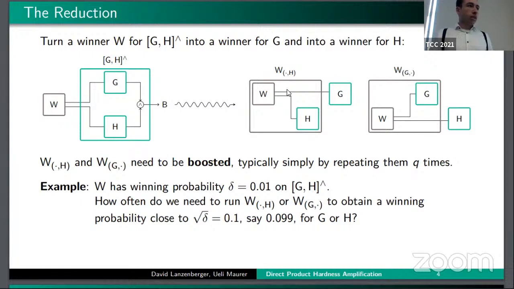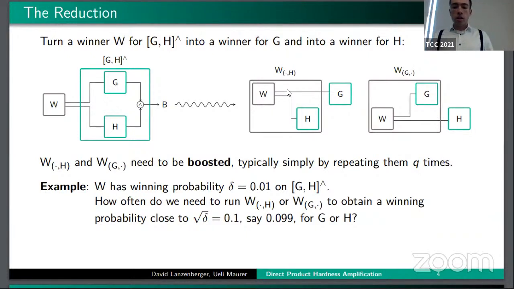So let's make an example. Say we have a winner W that wins this AND with, say, 1% winning probability, delta. Now the question is, if we do this boosting and repeat a few times, how often do we need to do this so that we get the expected winning probability of close to the square root of delta, say close to 10%, say 9.9%? How often do we need to do this to actually get this guarantee?